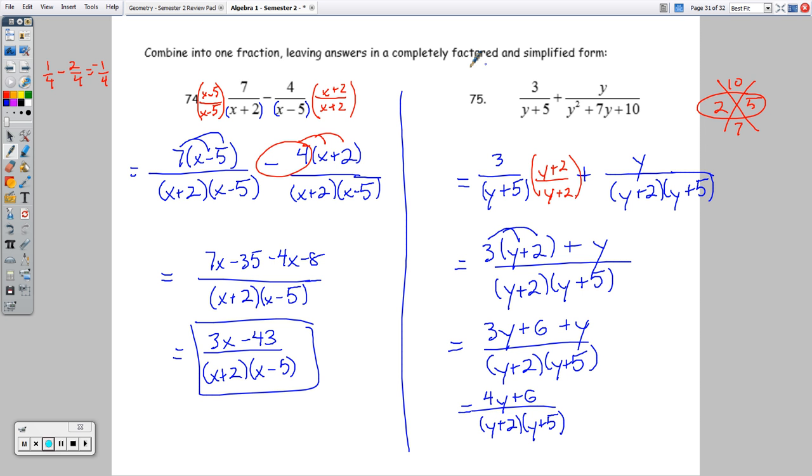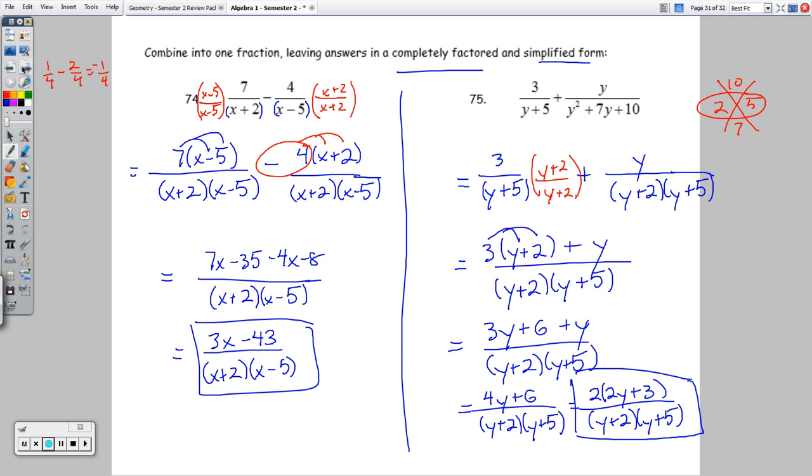But it says completely factored and simplified form. So we can factor a 2 out of both of those things here. So you'd have 2 times 2y plus 3 over y plus 2 times y plus 5. The reason why we want to factor everything is because sometimes you'll get things to cancel still later on, top to bottom. Here it didn't happen. This would be our fully factored and simplified answer, but we do that to make sure.